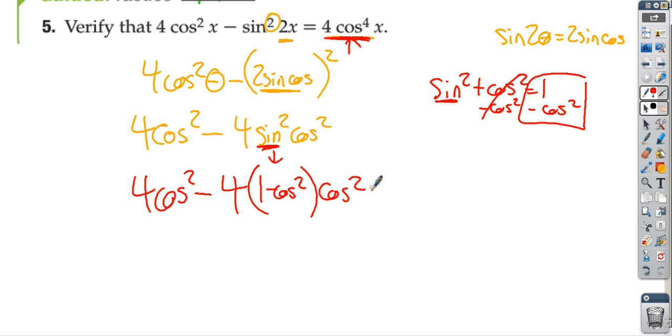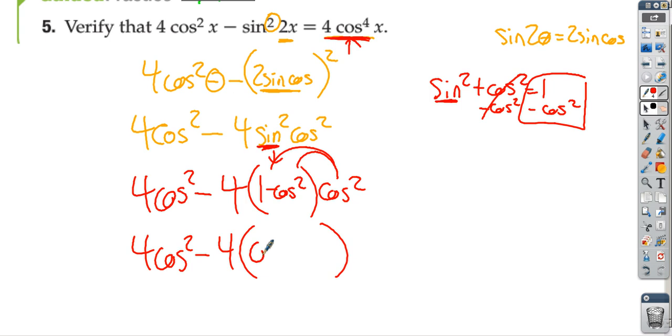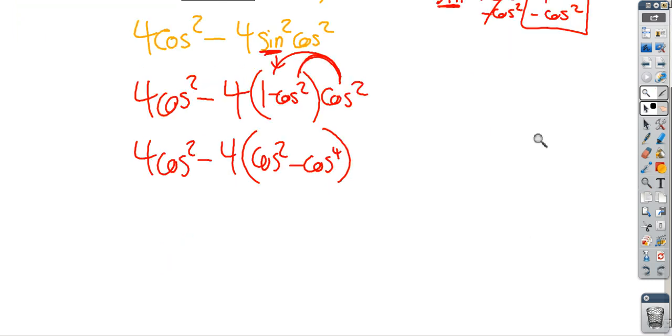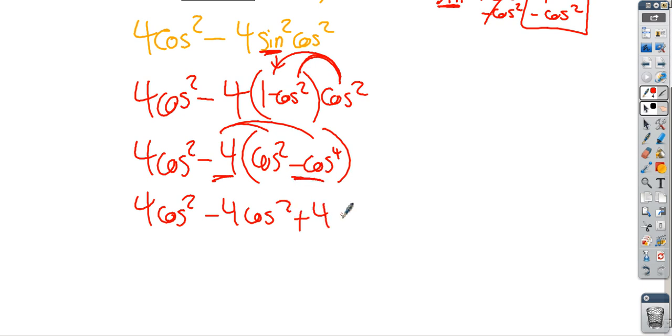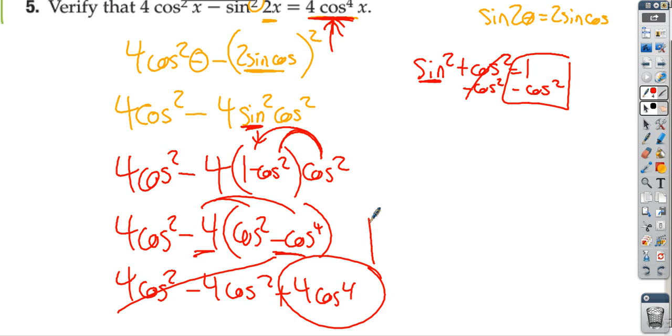And then let's just distribute this. So we'd have cosine squared being distributed to both of those. And when we do that, we're going to have cosine squared minus this right here becomes cosine to the 4th. That's a good sign because that's what we want. We want something with cosine to the 4th. And let's just distribute this now. So we have 4 cosine squared minus 4 cosine squared, and the negative 4 times the negative becomes a positive right here. And then these cancel each other out. We're just left with 4 cosine to the 4th. And that's exactly what we're trying to prove right here.